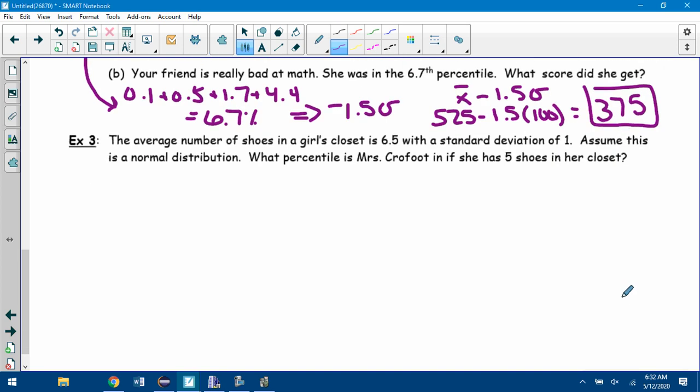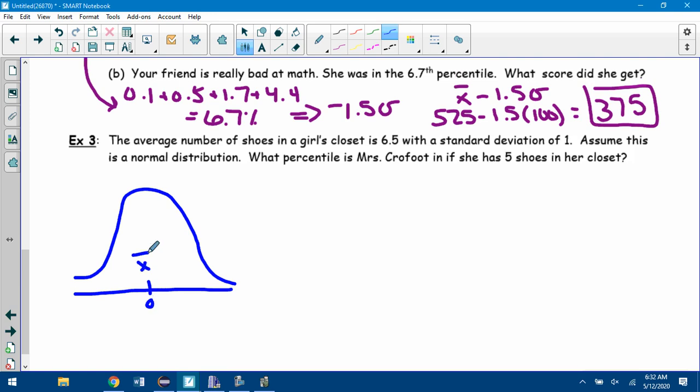The average number of shoes in a girl's closet is 6.5 with a standard deviation of 1. Assume this is a normal distribution. What percentile is Mrs. Crowfoot in if she has 5 shoes in her closet? So always draw a picture. And what's going to be in the middle? The mean, which is 6.5. Mrs. Crowfoot has 5 shoes in her closet, so we've got to find out where 5 lands.